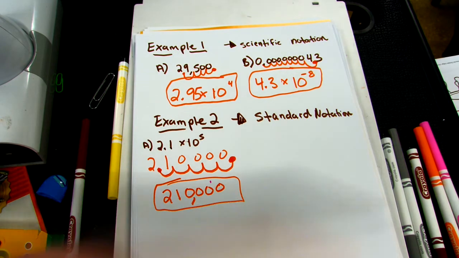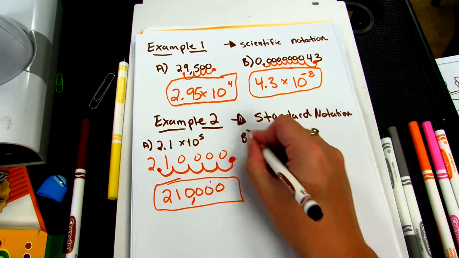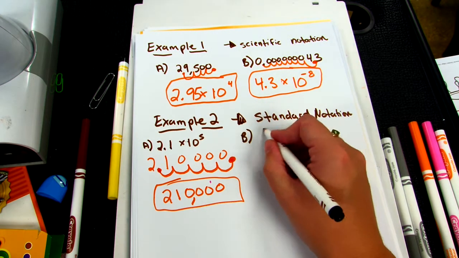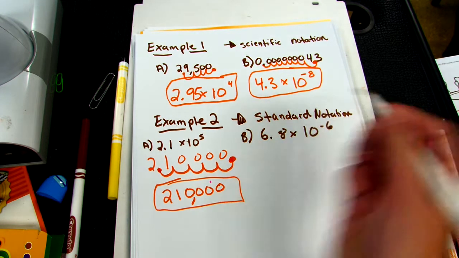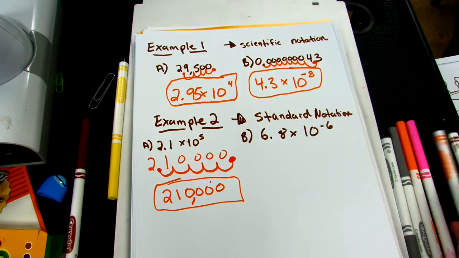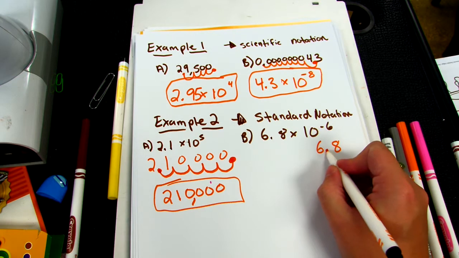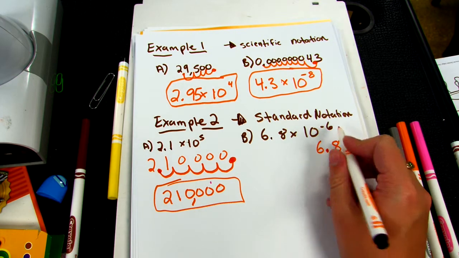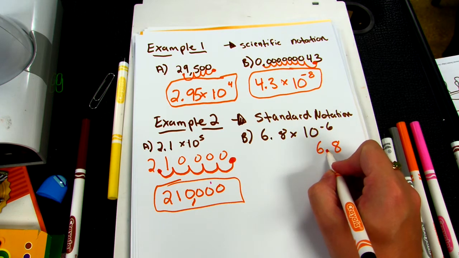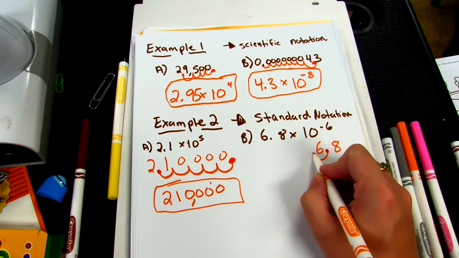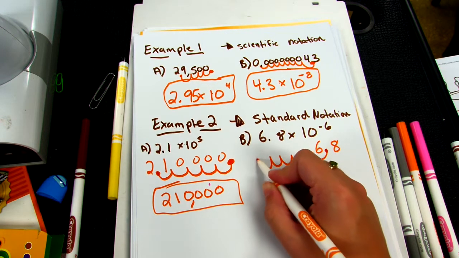Okay, so let's do part B for example 2. In this one we have 6.8 times 10 to the negative 6. So again, we take our decimal and we're going to move it 6 times. So since it's a negative exponent, we want 6.8 to become a smaller number. So we're going to move it to the left. 1, 2, 3, 4, 5, 6.